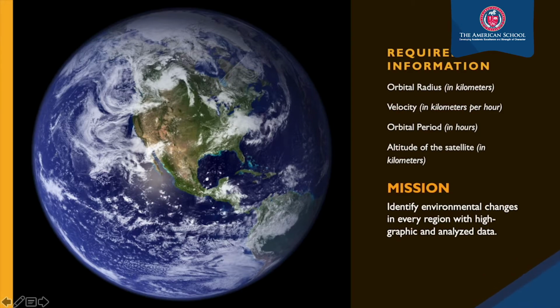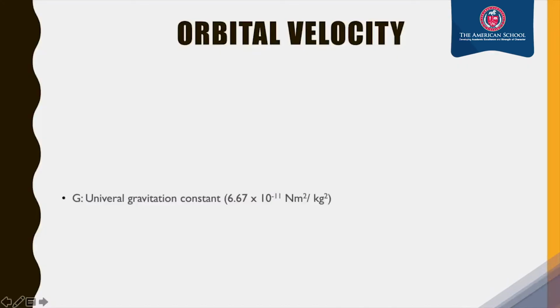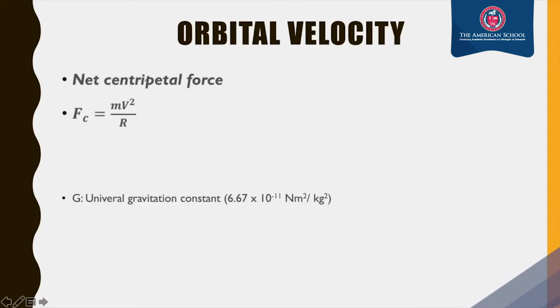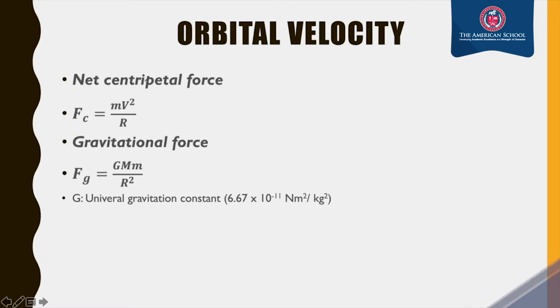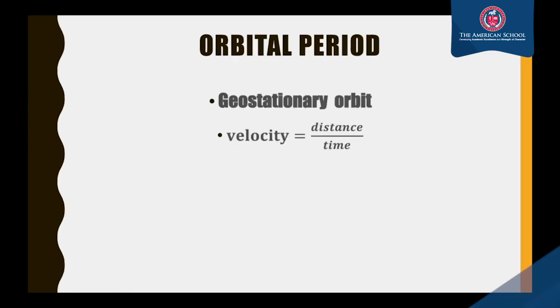First, orbital velocity. As we all know, the net centripetal force is equal to mass times velocity to the power of 2 divided by radius. Gravitational force is equal to G times mass of Earth and mass of satellite together divided by radius to the power of 2. And in order to find the orbital velocity, Fc equals Fg, and we figure it out. Next, orbital period, which technically is the time the satellite takes to travel one cycle.